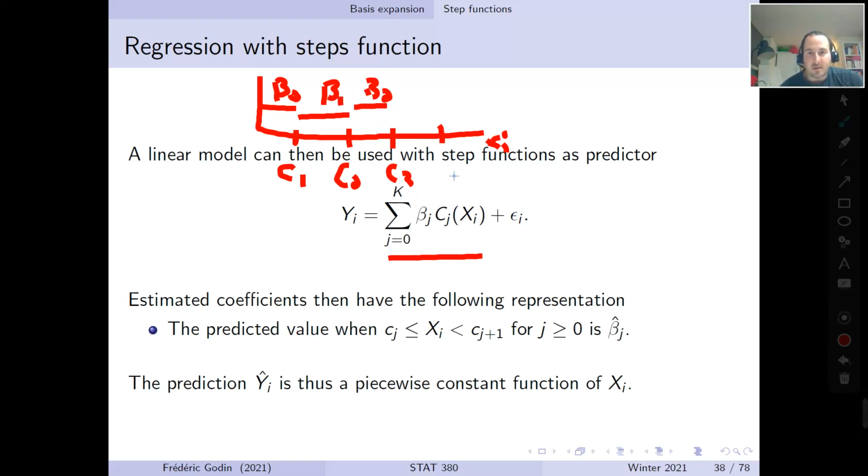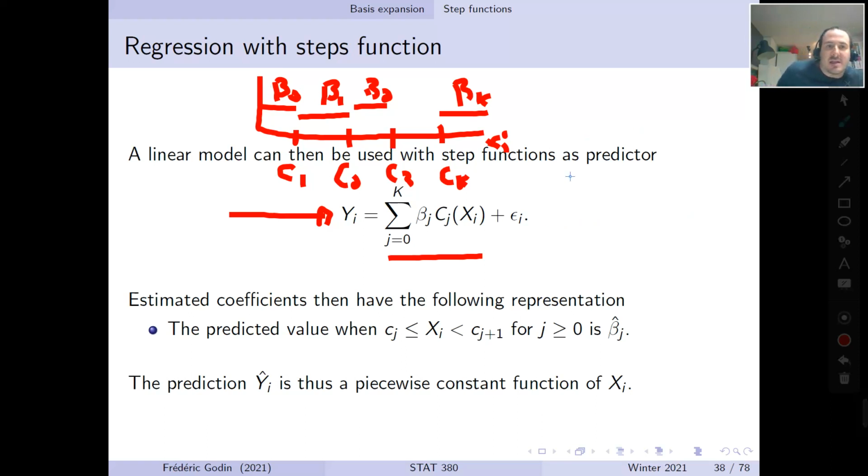until you have CK here, capital K. So you can continue like this until here it's beta capital K. Okay, so you can see that this linear model entails generating a piecewise function for the prediction in terms of the values of xi. And here, when you apply this linear regression model, your linear regression will learn the best values for beta 0, beta 1, beta 2 until beta capital K. Okay, so you see how to get these type of models from linear regressions.